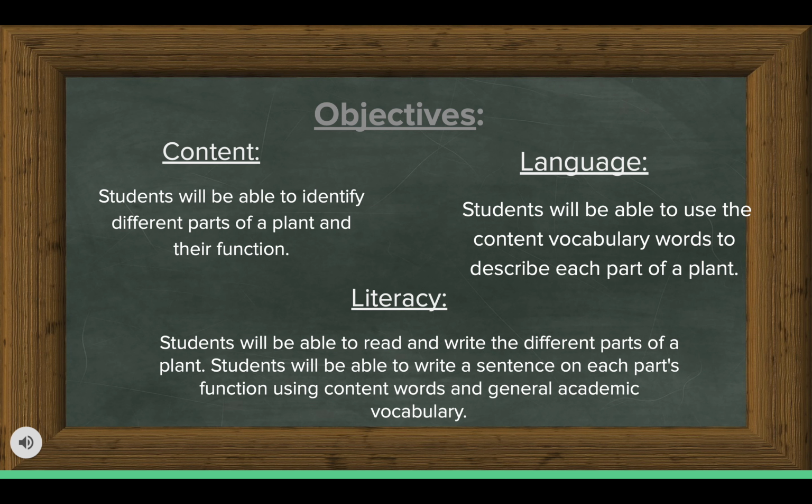In this lesson, we have content, language, and literacy objectives. Our content objective is students will be able to identify different parts of a plant and their functions. The language objective is students will be able to use the content vocabulary words to describe each part of a plant. The literacy objectives are students will be able to read and write the different parts of a plant. Students will be able to write a sentence on each part's function using content words and general academic vocabulary.